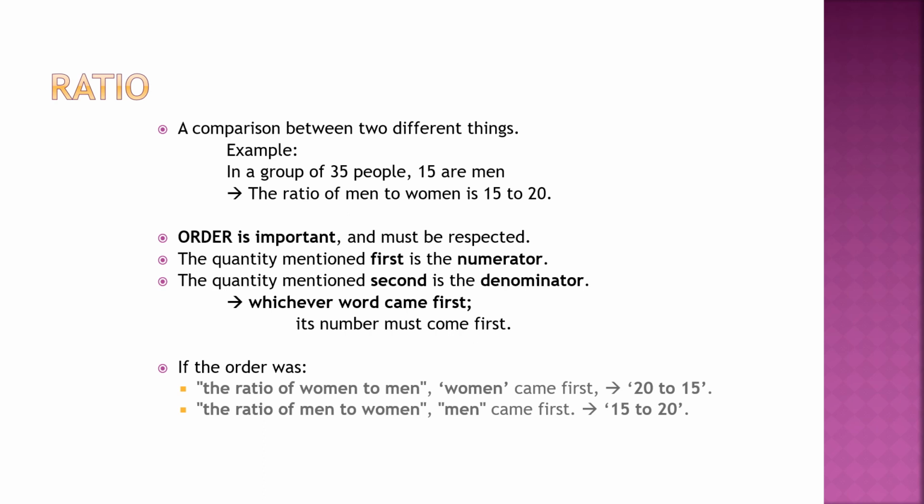Ratio is a comparison between two different things but with the same unit. So order is important. Whatever they said first will be mentioned first. Whatever they said second will be mentioned second. Or in other words, if you write it as a fraction, whatever they said first will be the numerator, on top. Whatever they said second is the denominator, on the bottom. Whichever comes first will be in front. Example, ratio of woman to man, woman came first, will be 20 to 15. Ratio of man to woman, man came first, will be 15 to 20.